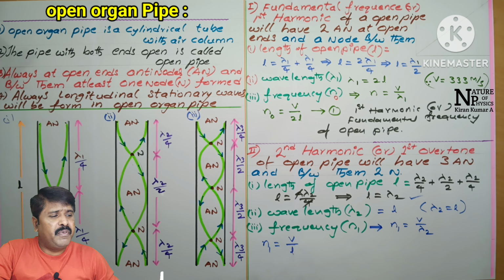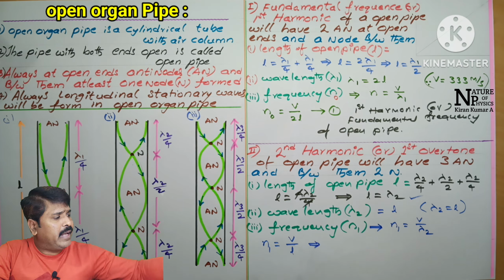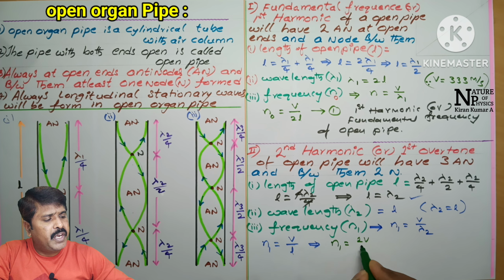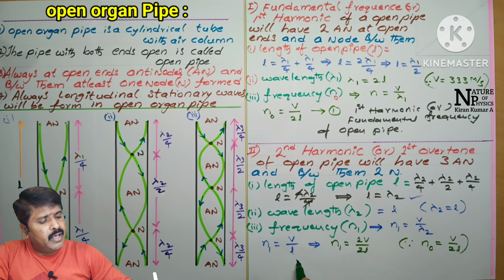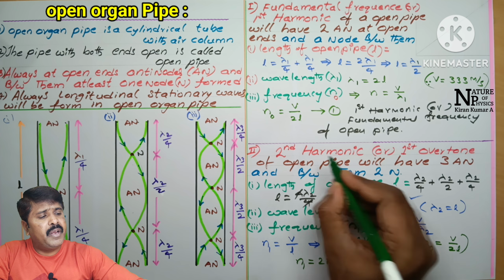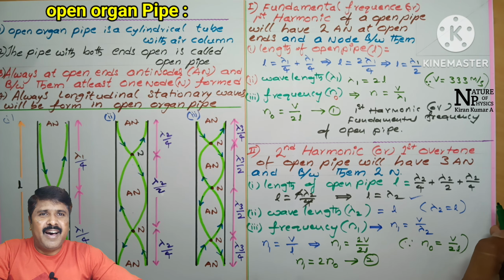There is a relation between the fundamental frequency and the second harmonic. For this I am going to multiply and divide by 2: N1 is equal to 2V divided by 2L, student. We know very well the fundamental frequency N0 is equal to V divided by 2L, replacing here I get N1 is equal to 2N0. This is written as equation number 2. The 2 represents the second harmonic and 1 represents the first overtone of an open organ pipe, student.